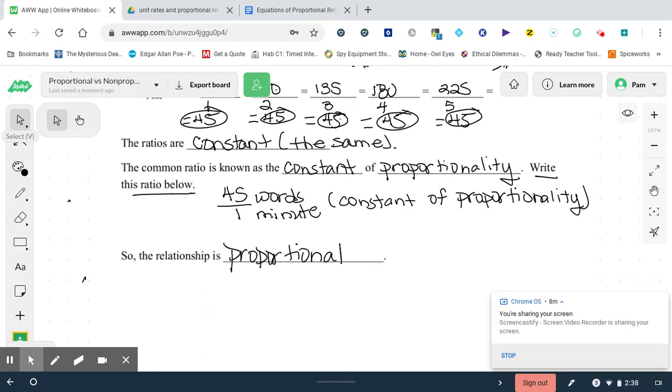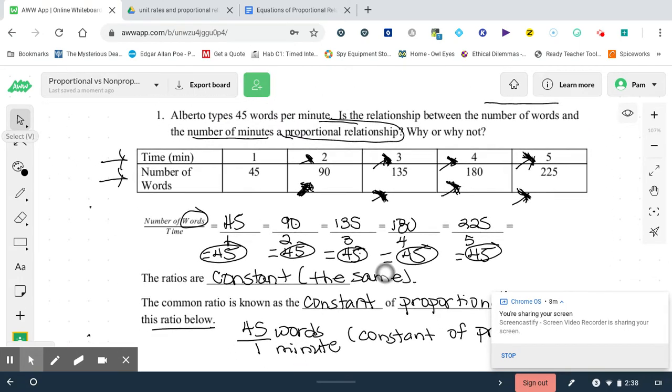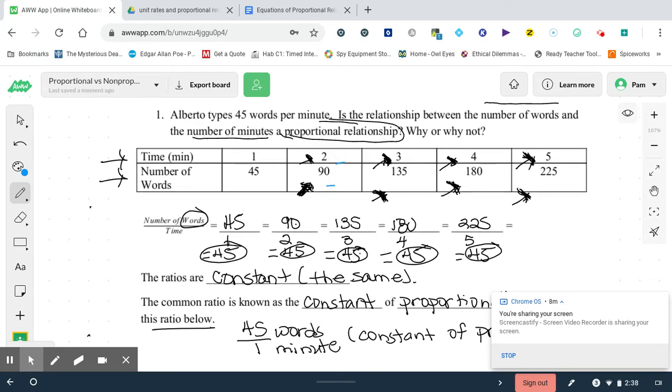Now, if I were to go back up here and look at one of these, let's just say, I'm trying to make it a different color. All right. So suppose one of these had not been 45, like maybe 90 divided by 2. If they didn't give us 45, then we would have ended up with, instead of a proportional relationship, a non-proportional relationship, which I think the next problem is going to be something that looks like that. So let's take a look at it. But, in this case, all of them ended up being the same ratio, which was 45.